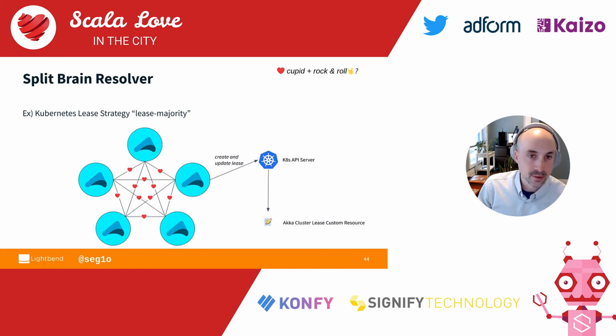So if the API server does shut down and we can't refresh our lease, then all nodes are going to shut down. But if that happens, then your API server is inaccessible. That usually means there are bigger problems happening in your cluster.